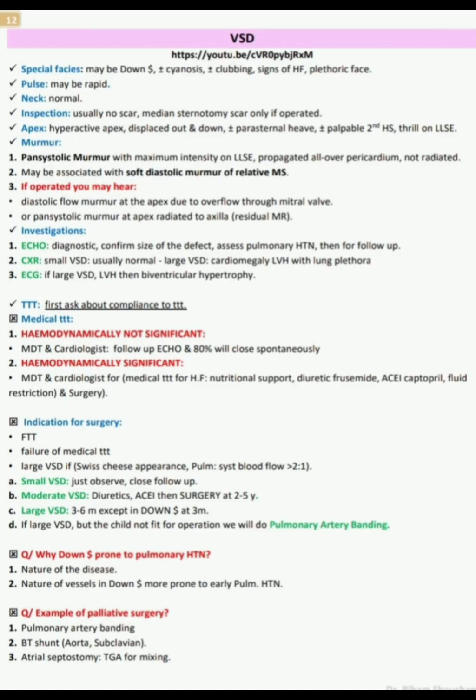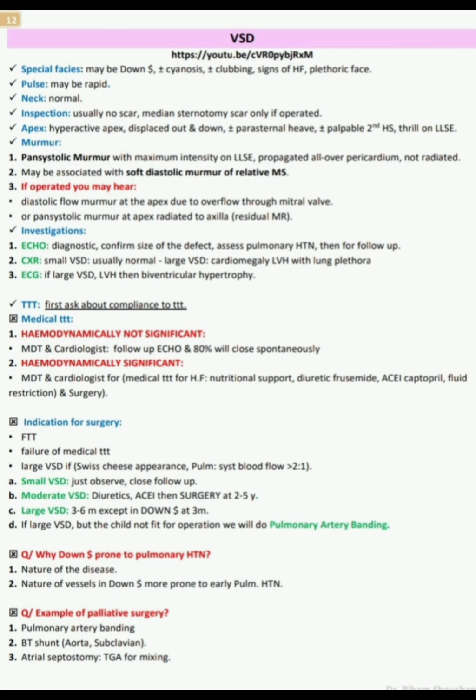In VSD, ventricular septal defect, the special faces we can find may be associated with Down syndrome, plus minus cyanosis, plus minus clubbing, signs of heart failure and plethoric face. So this can be found. In VSD, the pulse may be rapid, neck is normal, and on inspection we usually find no scar. If a scar is present, then that is a median sternotomy scar, only if operated.